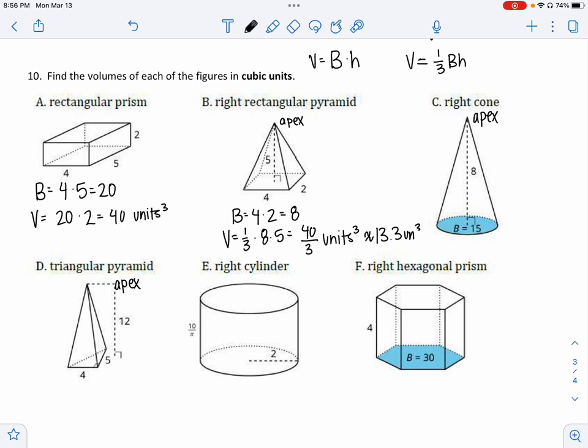The right cone, that also comes to an apex, and it already says that the base is equal to 15. Times that by the height, and times it by 1/3. That's going to equal 40 units as well.